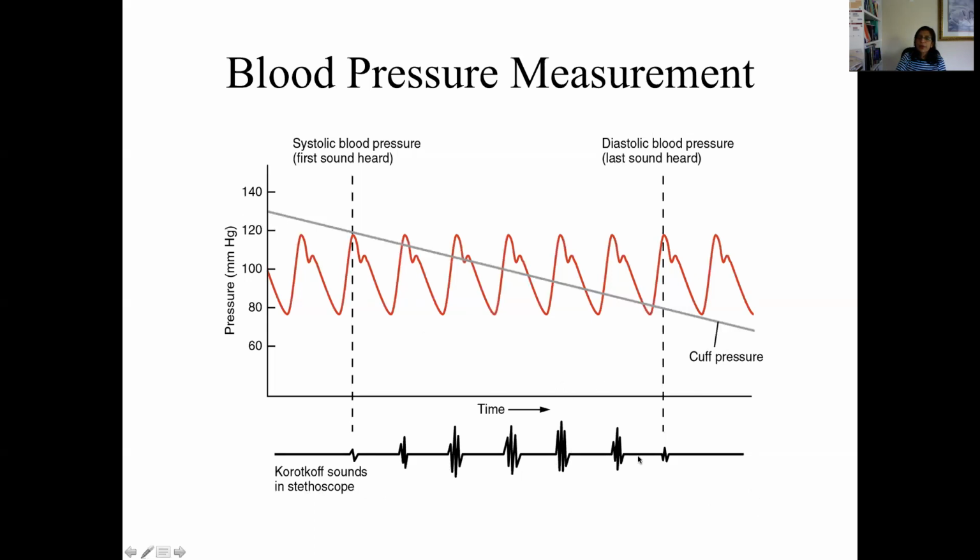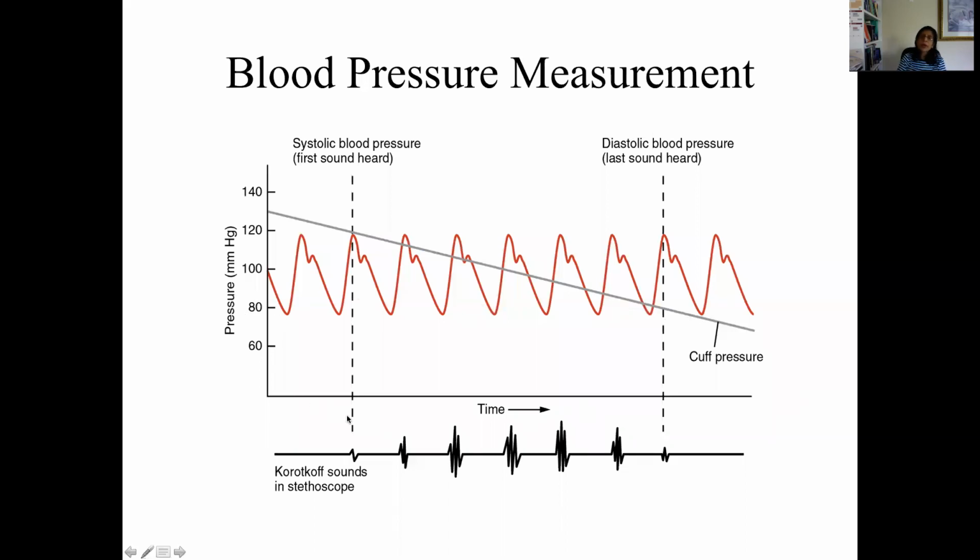Last sound heard is when the sound matches that of diastolic pressure. So that is where you see these are the sounds. The very first sound you hear is when the blood gushes through, and then you continue to hear the sound. Here it disappears. Got it? And that pressure where it disappears would be the diastolic pressure.